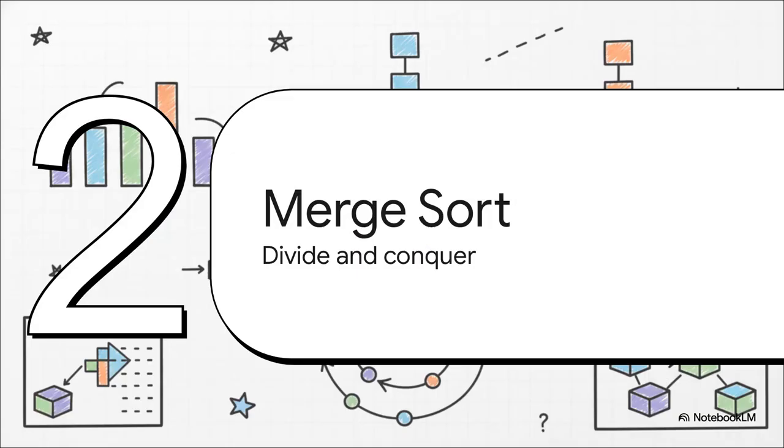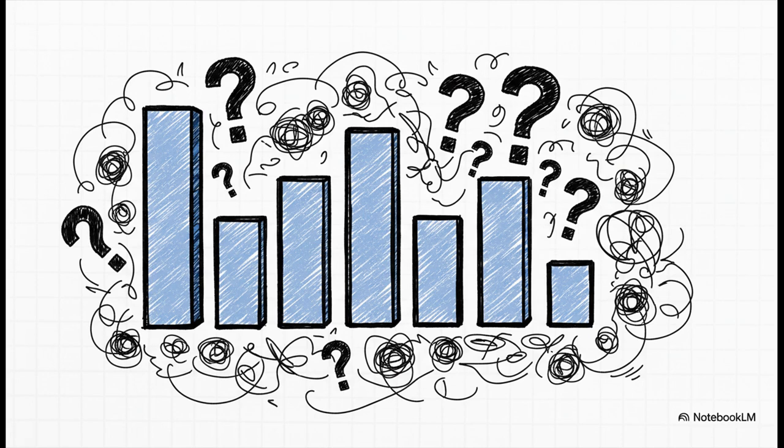Okay, our final method is the most powerful of the three. It's known as merge sort, but we'll call it the divider. It uses a classic strategy actually borrowed from military tactics, divide and conquer. Instead of struggling with the whole list at once, it just breaks the problem down into tiny, super manageable pieces. To really see the power of this one, we're going to use a longer, more chaotic list.